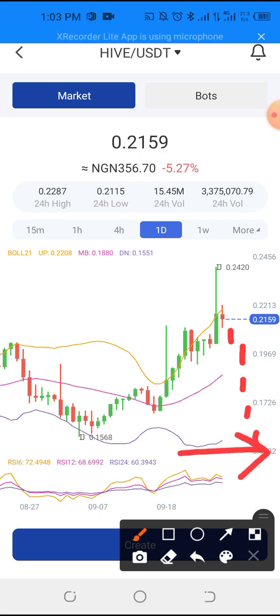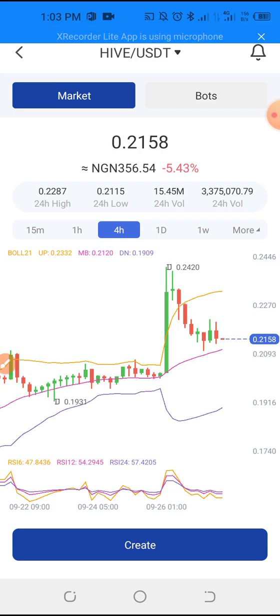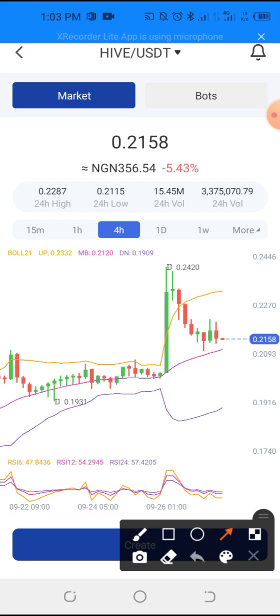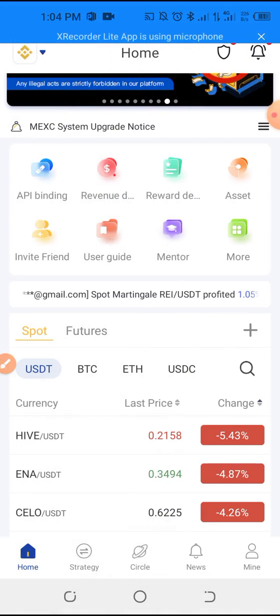But we're already in an uptrend market where most of the coins, as we can see on the 1 day chart, are already moving up. Most of the coins are moving up. If you check the 4-hour chart too, you see that most of the coins moved up. It's about to go down. So most of the coins on the 1 day and 4-hour chart are up.